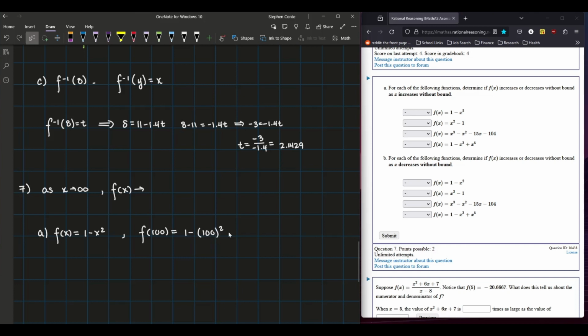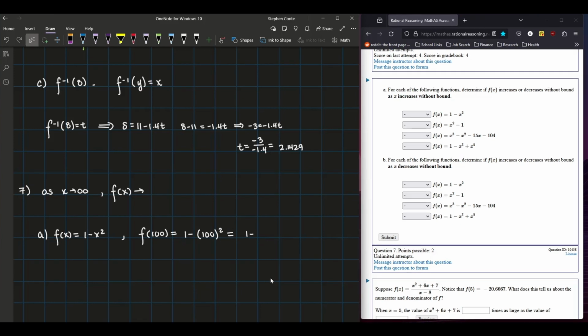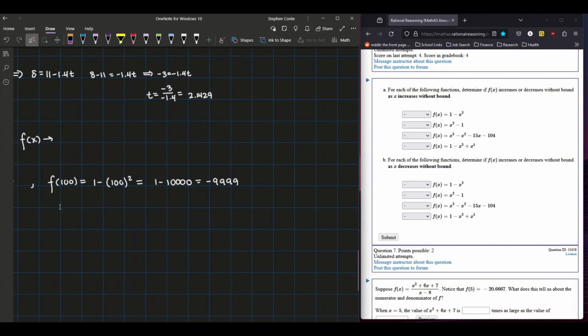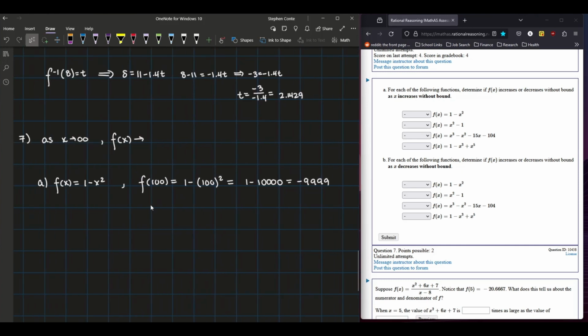If I input 100 squared, right? 1 minus a really, really big number. 100 times 100 is 10,000. Right, so this is going to be negative 9,999. If I input a larger number, like 10,000, it's going to be an even larger negative number, right? So that would tell us that as x approaches infinity, f of x, which is equal to 1 minus x squared, approaches negative infinity. Okay, so that means f of x goes to negative infinity.